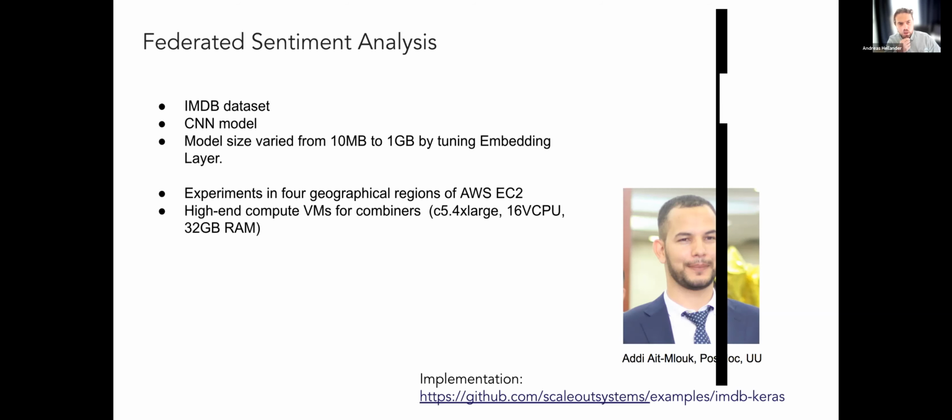But what we did here is that we made it so that we could vary the model update size from 10 megabytes to 1 gigabyte by tuning some embedding layer. And what we did then is that we ran experiments in 4 simultaneous geographic regions of Amazon EC2. So this was a live test in the live EC2 environment. We used high-end VMs for combiners, the best non-GPU compute flavor that we had, C5s, with 16 CPUs and 32 gigabytes of RAM.